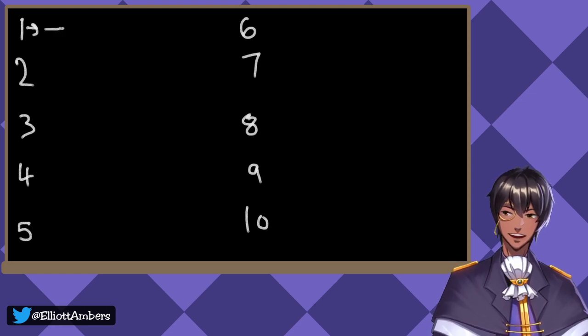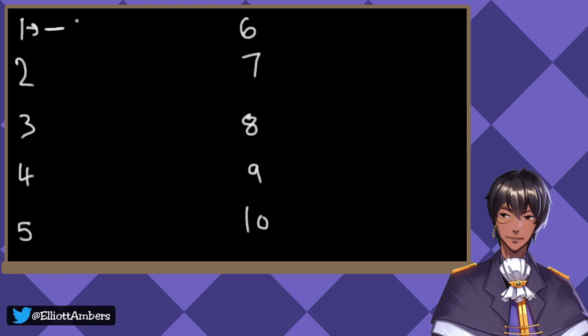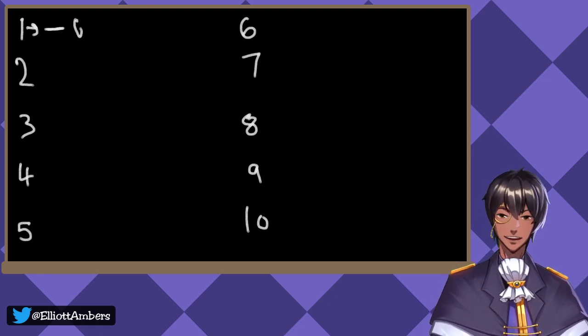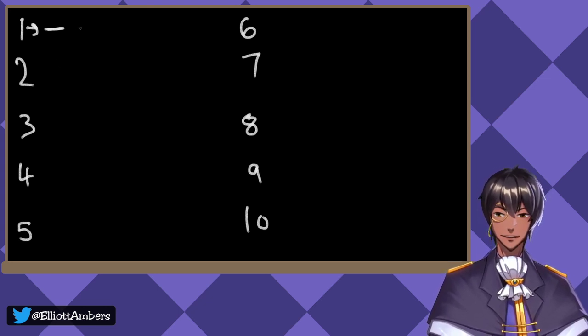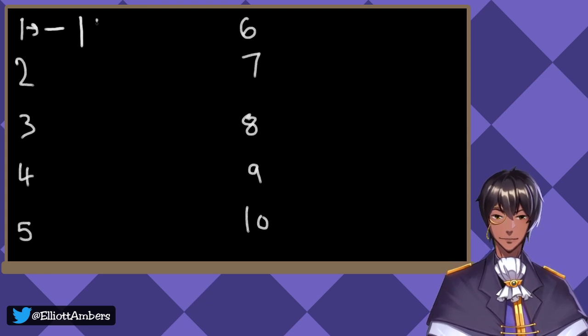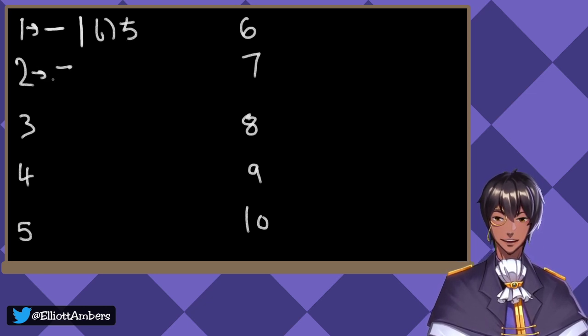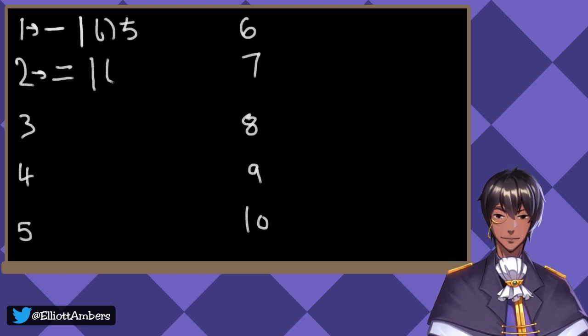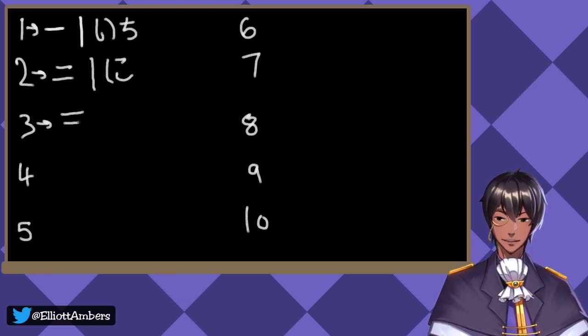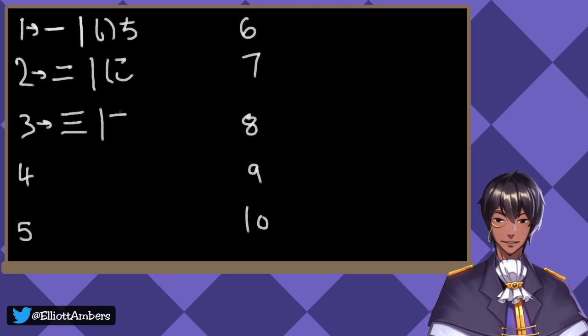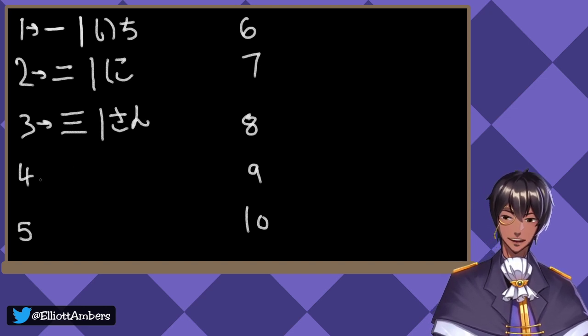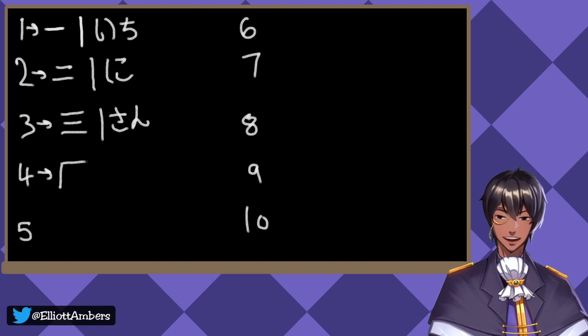One is ichi. I'm gonna write a little sort of barrier between them. So 1 is ichi. 2 is ni, which is just ni. 3, san, and 1, 2, and 3, very straightforward. 1 line, 2 lines, 3 lines. Then we get to 4, and that is yon.